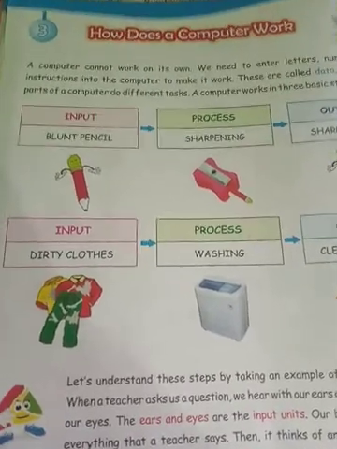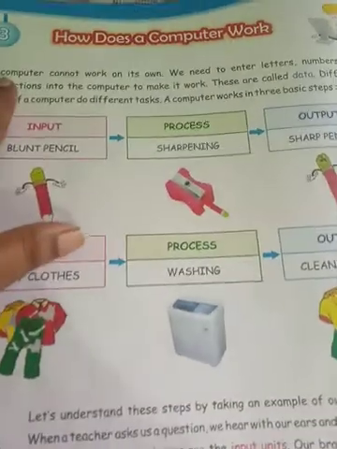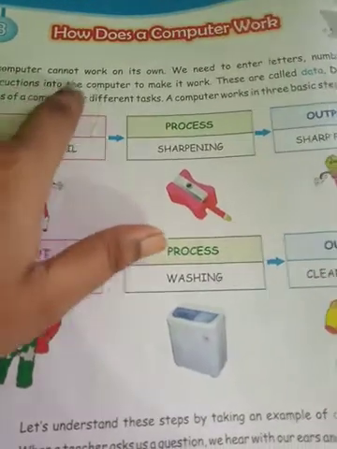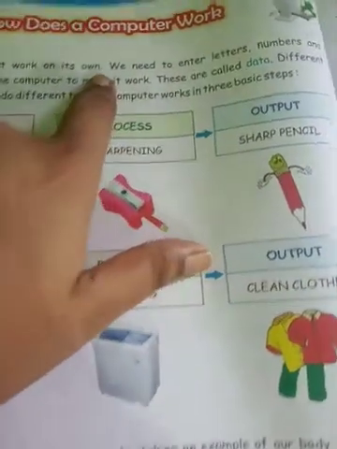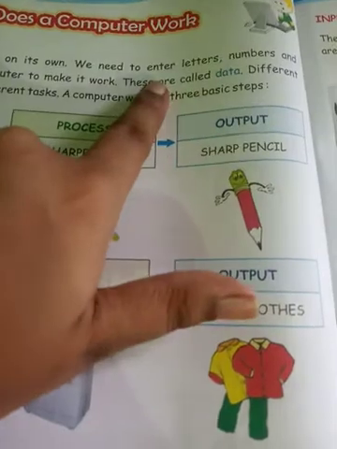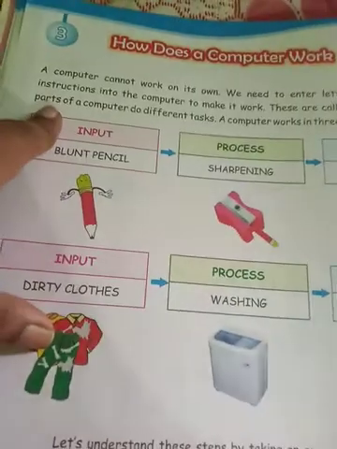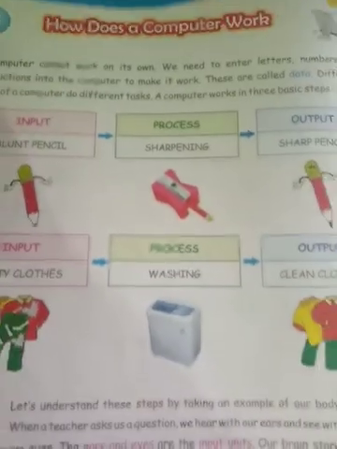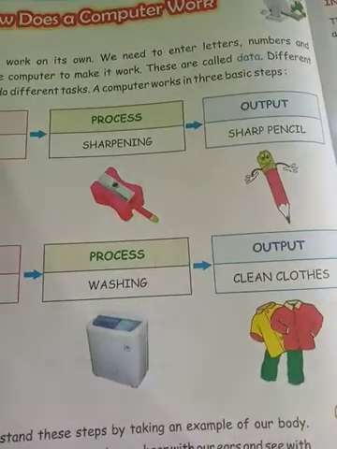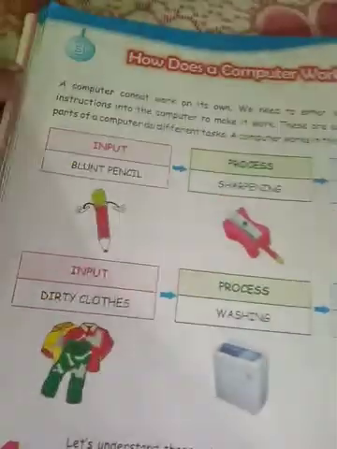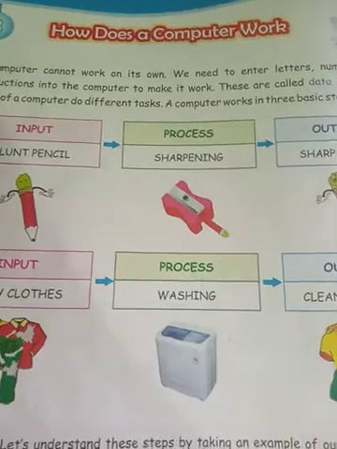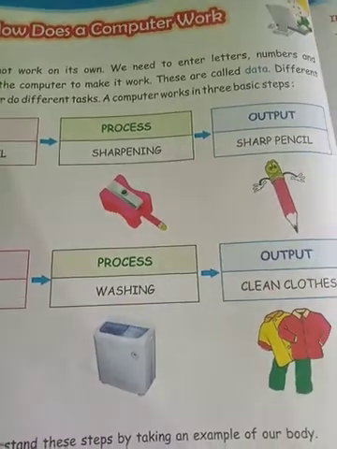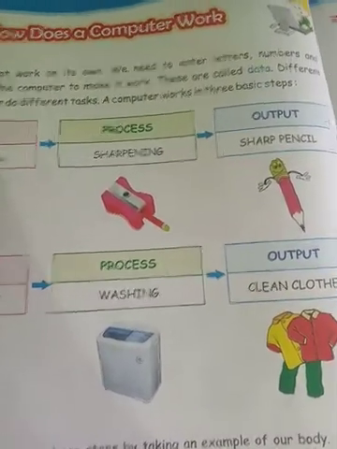Okay, so start reading. A computer cannot work on its own. We need to enter letters, numbers, and instructions into the computer to make it work. These are called data. Different parts of a computer do different tasks. A computer works in 3 basic steps.